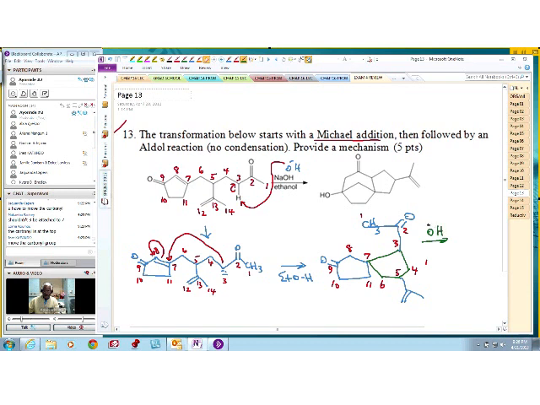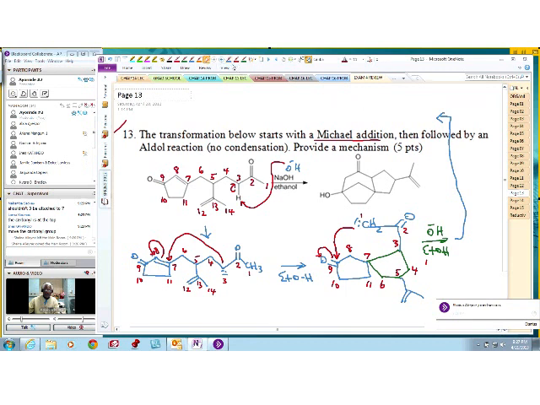To save ourselves some time, we know we are going to form an enolate, so I am not going to draw that. We put this hydrogen here and form an enolate here. So let me go ahead and simply do that. And that enolate now will attack this, and then this comes here. Once we do that, what do we get? We now get this, this right here.